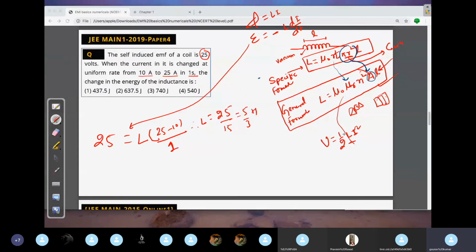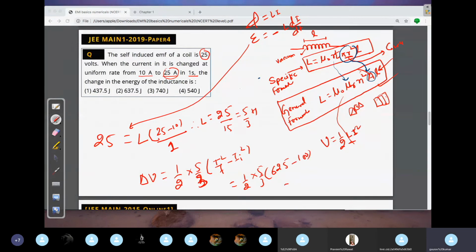You got this? So what is the change in energy? You can use the formula half times L, where L is 5 by 3, into I square. So I square means final minus initial: final current square minus initial current square. So we'll get half into 5 by 3 into, what is the final current, 25 square, 625, minus the initial current square, 100.